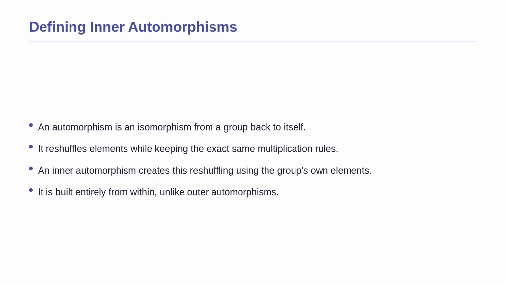This creates a perfect mirror image of the group onto itself. Now that we have a feel for the wrapper concept, let us define it formally. An automorphism is a structural perfect match, or an isomorphism, from a group back to itself. It reshuffles the elements but keeps the exact same multiplication table rules. An inner automorphism is a very specific, built-in way to create this reshuffling, using the group's own elements. Because this mapping is created entirely using an element from within the group itself, we call it inner, as opposed to outer automorphisms, which require outside structural rules.